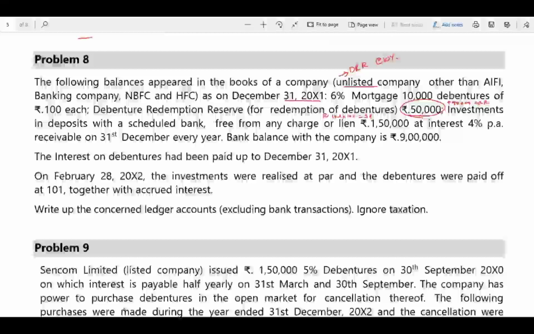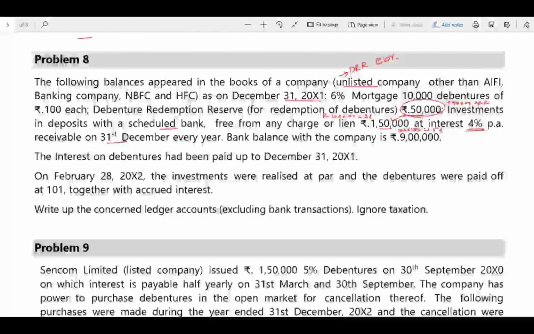Then investments in deposits with a scheduled bank. That means it is the investment of DRR, free from any charge, 1,50,000. Now 10 lakh into 15%, 1,50,000. So it is correct. They have created it correctly, so there is nothing additional to be created. Only the shortfall of DRR is there that I am supposed to create. Next, at 4% interest per annum, the interest income is there that I have to receive and credit to P&L, to be received on December every year.